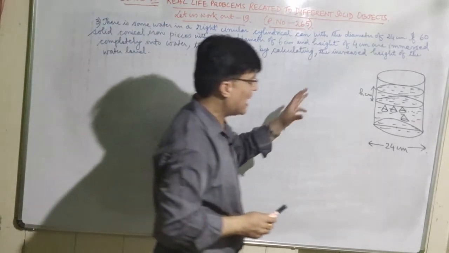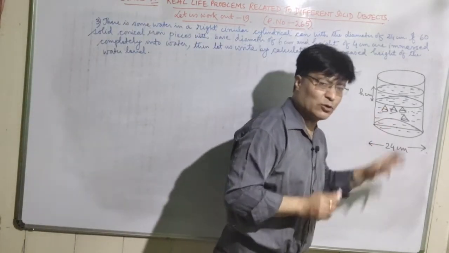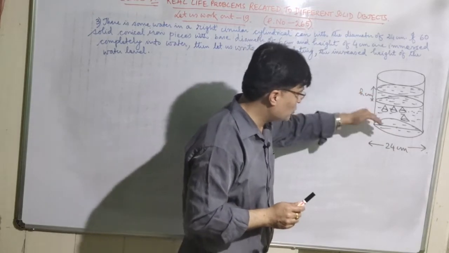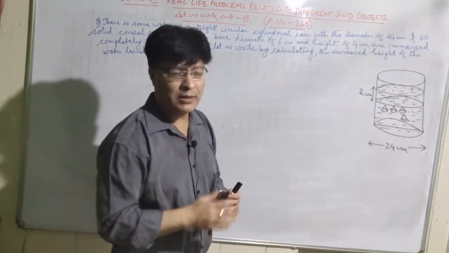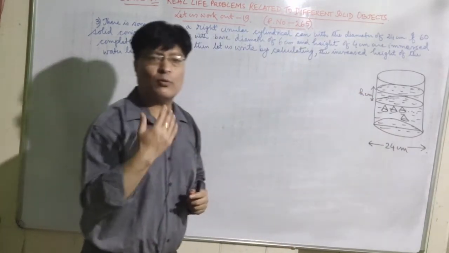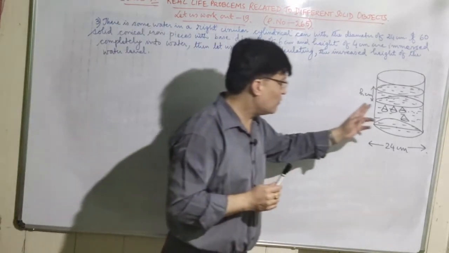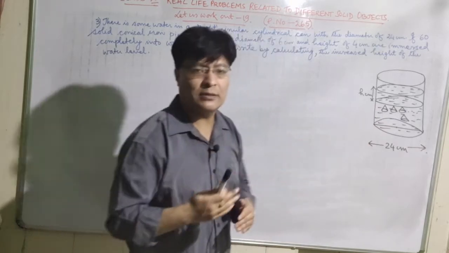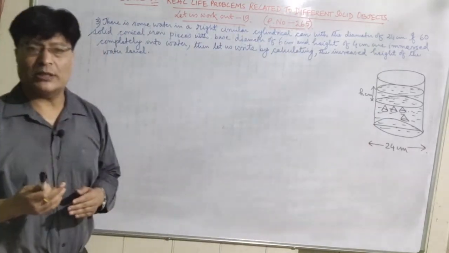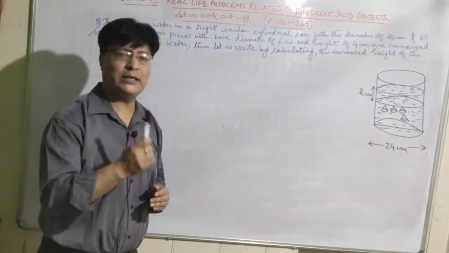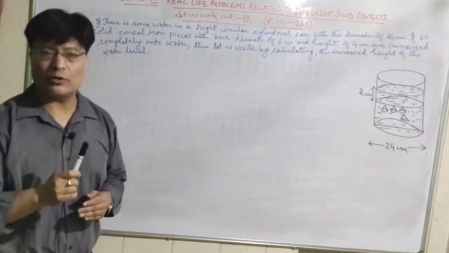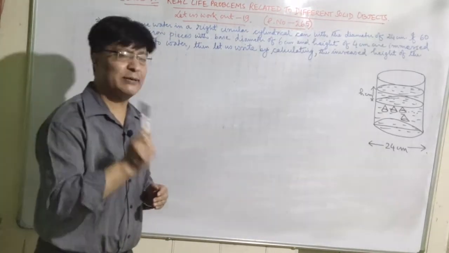जब त्यो आइरन पिसेस, जब त्यो conical iron पिसेसहरु सबै त्यो पानी भित्र हालिन्छ, त्यतिबेला volume of the water level will be displaced. That is, the volume of the water level displaced will be equal to the total volume of the iron pieces. Total volume of the conical shaped iron pieces.